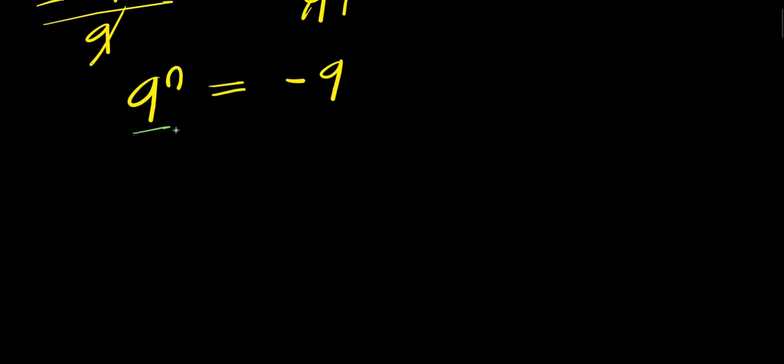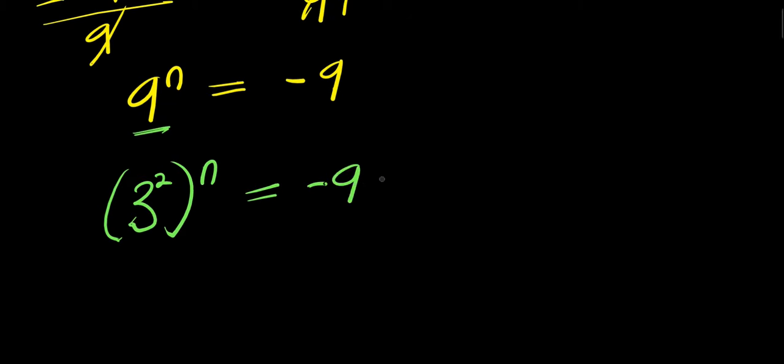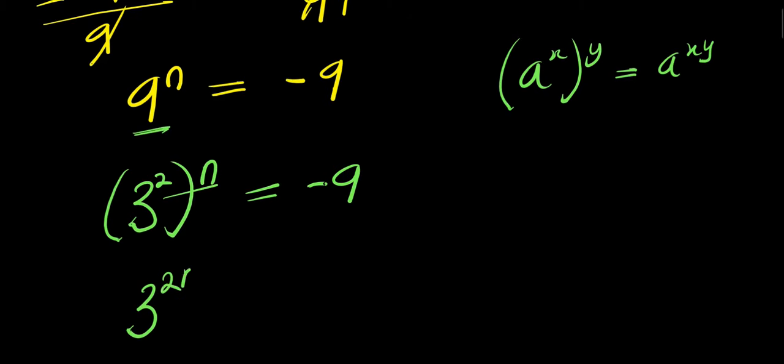So 9 here is a perfect square, that is 3 power 2. So 3 power 2, to the power of n equals negative 9. Now, if you have a power x to the power of y equals a power x times y, 2 times n, that is 2n, you have 3 power 2n equals negative 9.